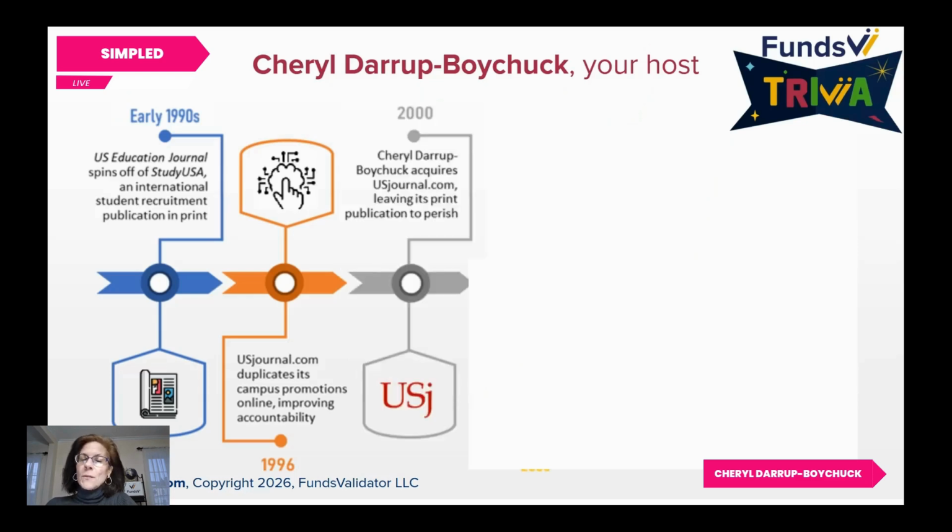So through one episode of serendipity after another, I ended up acquiring U.S. Journal in 2000, leaving its print publication and response cards to perish. But the imperative on ROI survived. U.S. Journal had no problem generating tens of thousands of inquiries across our 16 multilingual domains, but only a precious few actually enrolled. It will surprise no one that one of the primary barriers in that proverbial filter was finances.